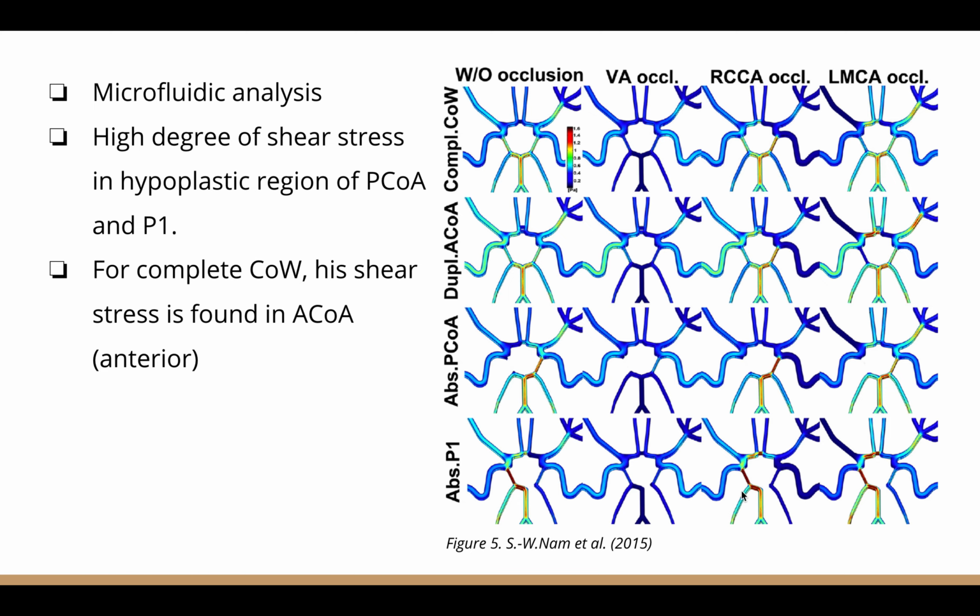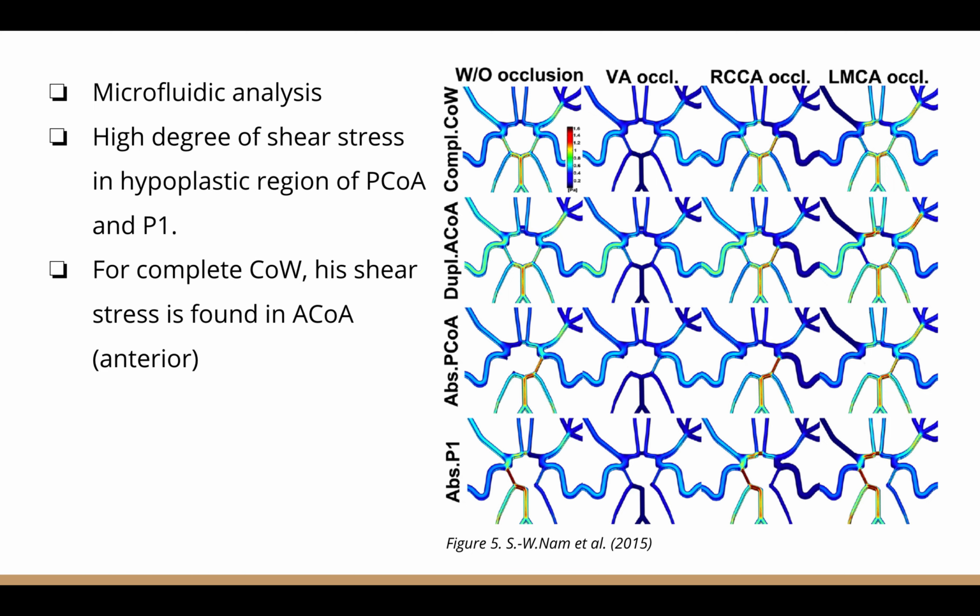And the hemodynamic analysis indicates that higher degrees of shear stress occur in the anterior communicating arteries, particularly in the hypoplastic region of the posterior communicating arteries in the P1 segment. And so you can visibly see the simulation and this effect, and the effects different incomplete circles of Willis have on the wall shear stress of the vessel wall.